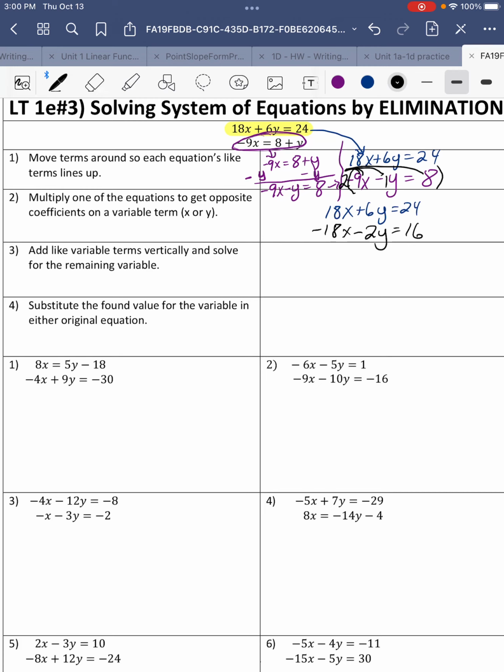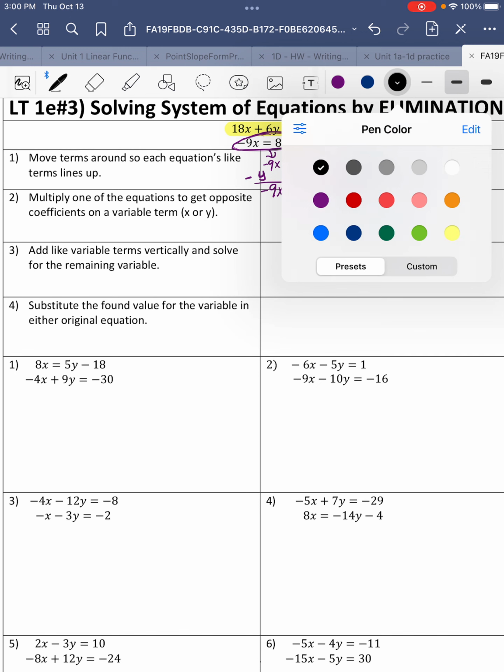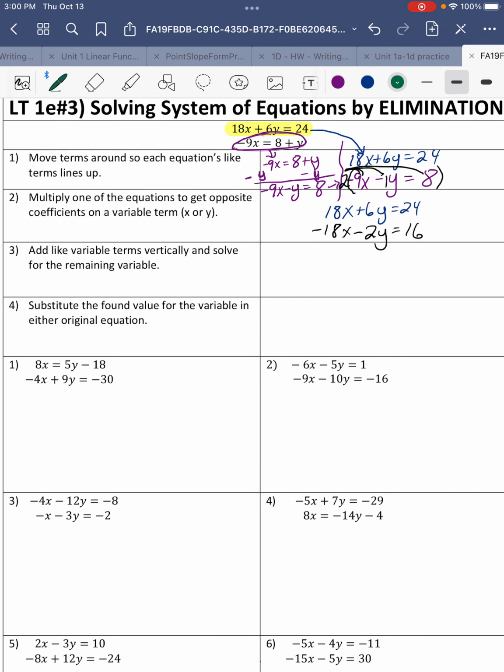And you're like, well, what did you just do there? Well, I multiplied that bottom equation by 2, and what that's going to do is, now we are going to add vertically. So you're going to add vertically, and you're like, huh, what's that? This is like back in the day of adding just up and down. 18x plus a negative 18x, those get eliminated, hence the name elimination. We eliminate a variable. Now we have 6y plus negative 2y, or 6y minus 2y, and that is 4y.